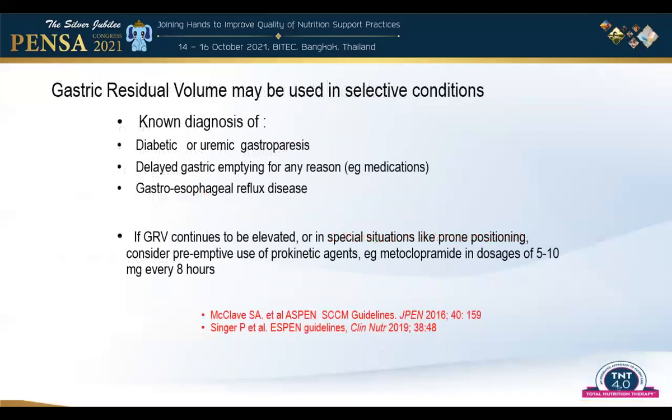But it is very difficult to avoid it completely. When you have a known diagnosis of diabetic or uremic gastroparesis or delayed gastric emptying because of medications or GI reflux, or in the prone position that's very common in this COVID crisis, then you may measure gastric residual volume. And preemptive doses of prokinetic agents such as metoclopramide, 5 to 10 milligrams every 8 hours, could also be used, but not routinely.